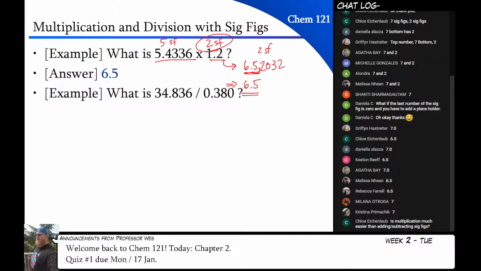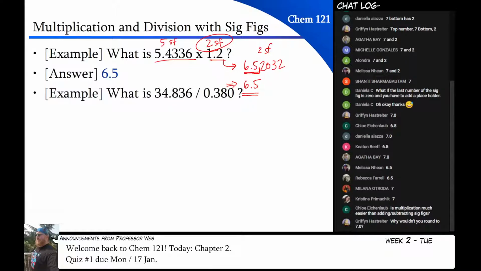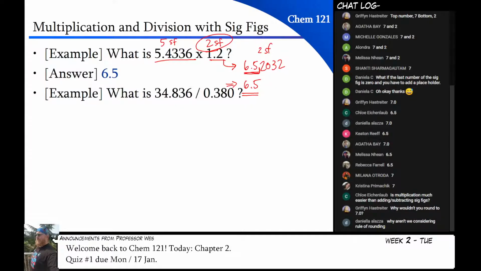Resist the temptation, however, to just do this to everything. Why wouldn't you round to 7? Because we are rounding to the 10th place. Because we get to keep 2 sig figs, right? We are considering the rule of rounding. We are rounding to this spot, and the next number that we are rounding, the 2, is lower than 5, so we round down to 6.5. You do not round to the decimal place. Otherwise, every number less than 1 would be round down to 0, right?